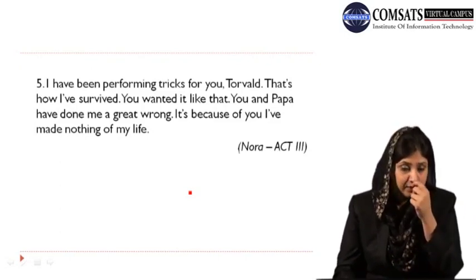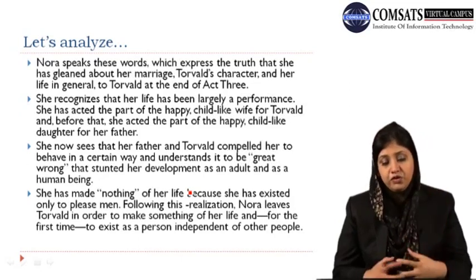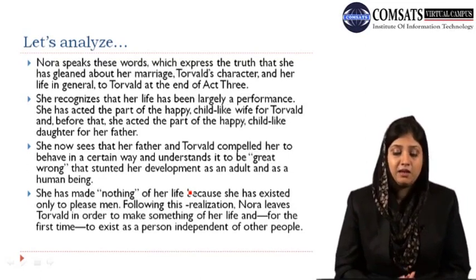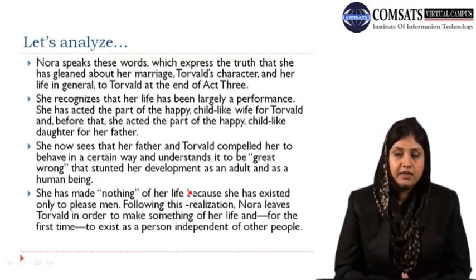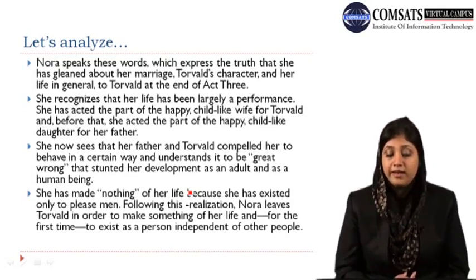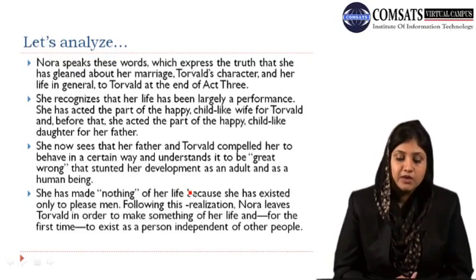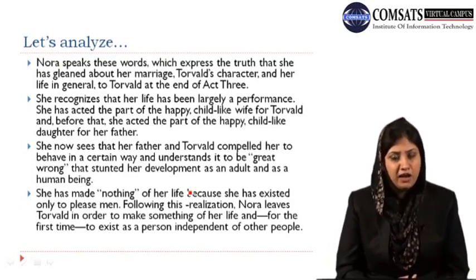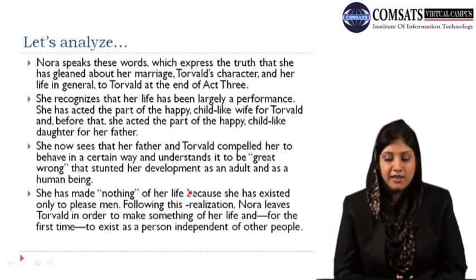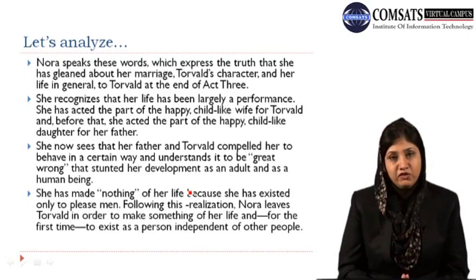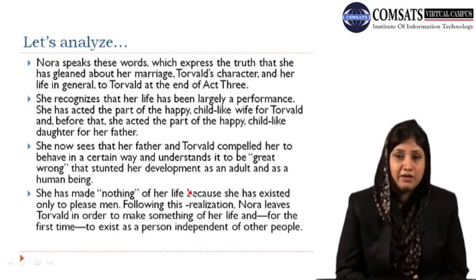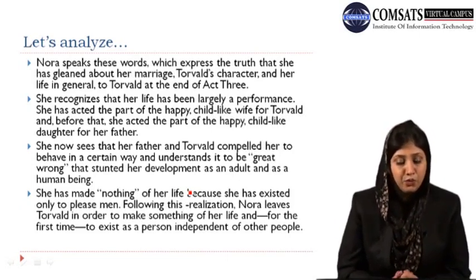And how do we see this dialogue? Nora speaks these words which express the truth that she has gleaned about her marriage, Torvald's character and her life in general, to Torvald at the end of Act 3. She recognizes that her life has been largely a performance. She has acted the part of the happy, childlike, innocent wife for Torvald, and before that she acted the part of the happy, childlike daughter for her father. So it's a kind of heavy realization that the protagonist is having over here.